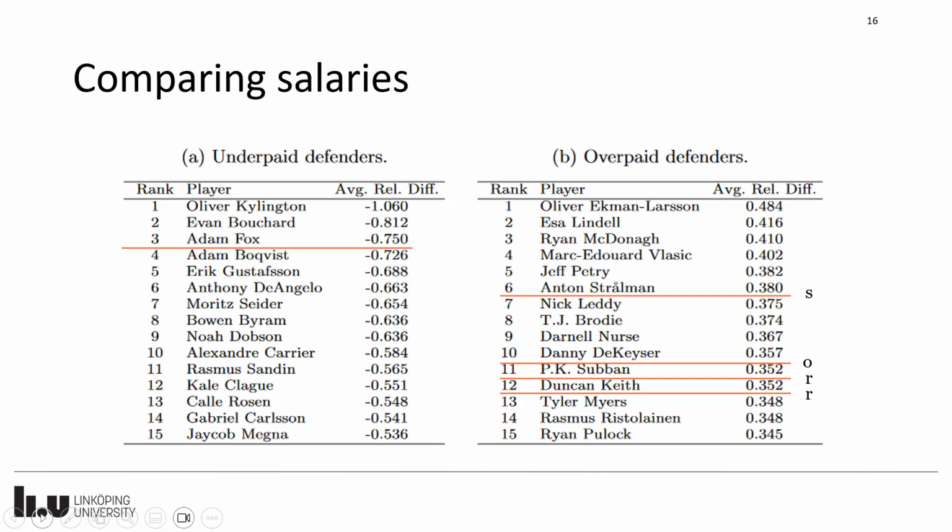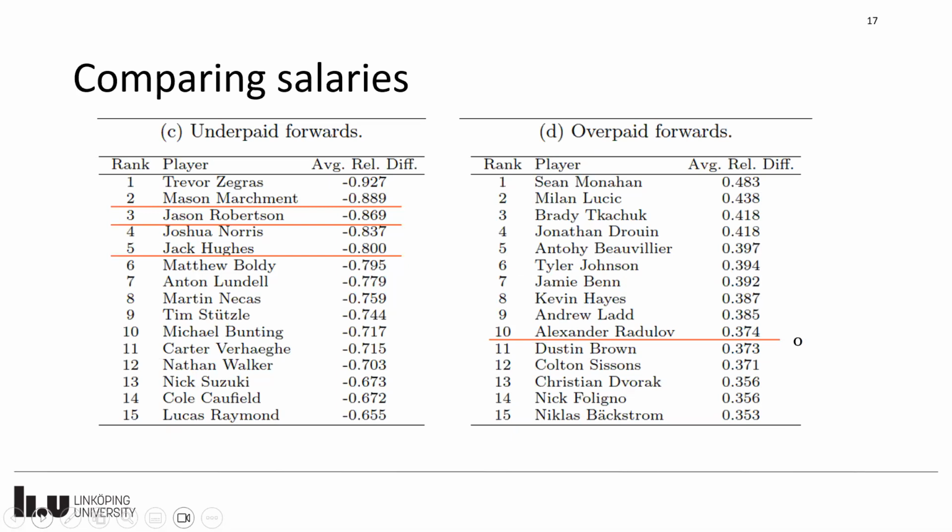Some of those, for instance Adam Fox, actually received a much better contract this season afterwards. For the overpaid defenders, we noticed that some of those got smaller contracts, like Anton Stålberg. Danny DeKeyser, for instance, went to another league. And P.K. Subban and Duncan Keith actually retired after that season. Similarly for the forwards, Marchment, Robertson, and Hughes got much better contracts after the season. And Alexander Radulov went to another league.